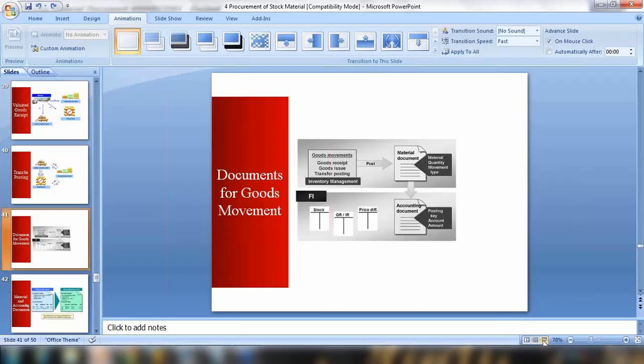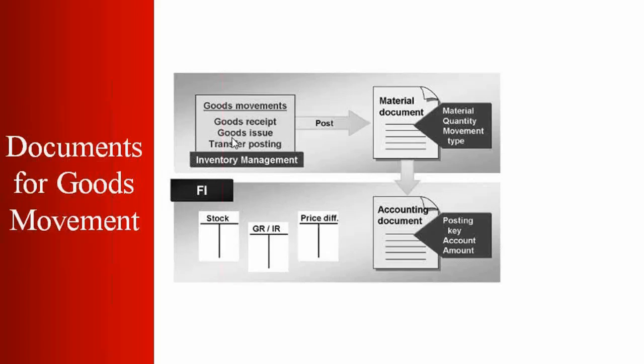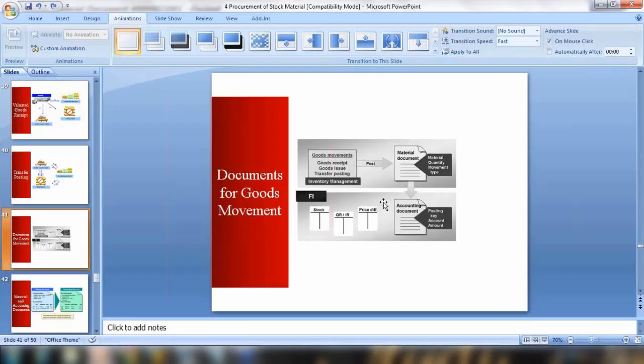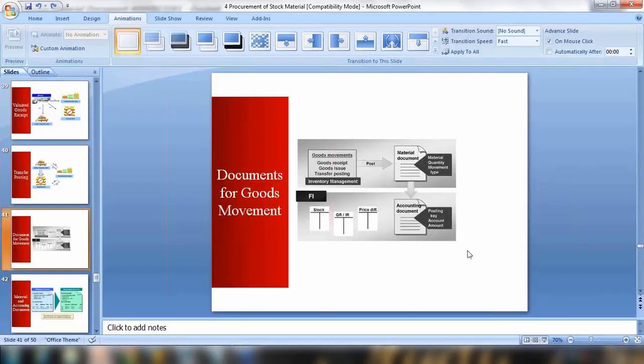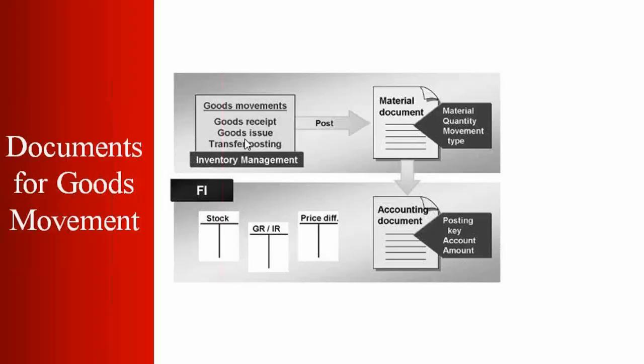So whenever you create a goods receipt, goods issue, or transfer posting, the system will generate a material document all the time. And from the material document, an accounting document will be created. Again, it will not be created in this case, as I just said. In this case, no FI document is created because we're just doing an internal transfer. It's just changing the stock type. Otherwise, when you receive from a vendor or issue to production, it will create the accounting document along with the material document.